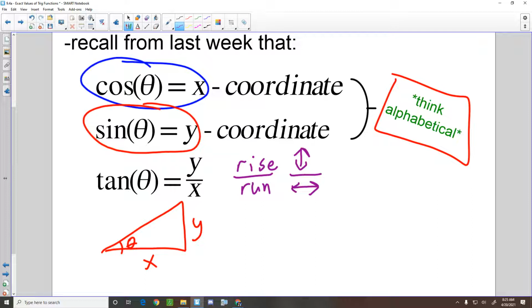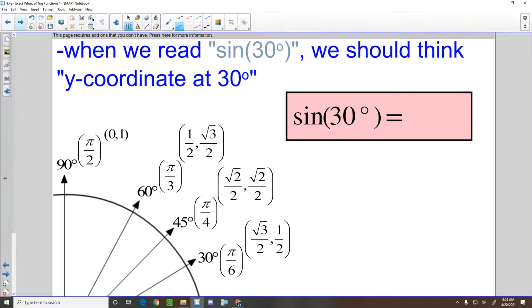So we're going to be using these properties to identify the trig values at different angles around the unit circle. So when I ask you a question such as the sine of 30 degrees, in your head, I want you to kind of translate that in a way. When you see the sine of 30 degrees, you should be thinking, hey, what's the y-coordinate at 30 degrees? So from now on, when you see sine of an angle, I want you to think about the y-coordinate. Okay, that's that association that I want you to get. It's like you're translating in a way.